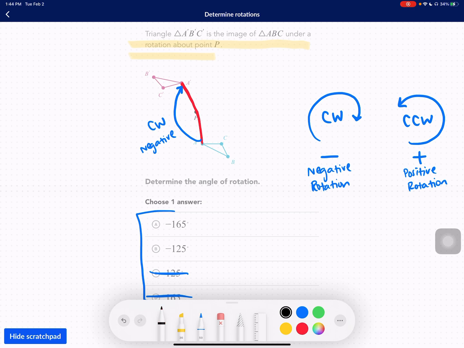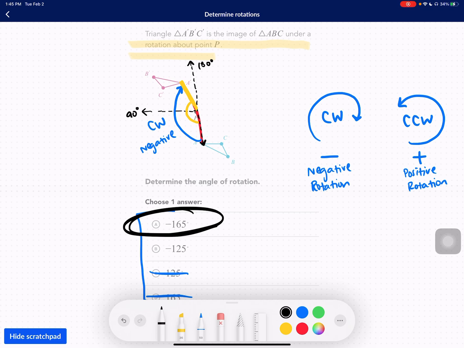Well, if we want to sketch out what a 180 would look like, 180 would be right about here. 90 would be whatever's perpendicular there. So we want to see, is this more likely to be a 165-degree angle or a 125-degree angle, if we know that this is 90 degrees and this is 180 degrees? If it were closer to the 90, then I'd say it's 125 degrees, but in this case, it's closer to the 180. So this one should be negative 165 degrees.